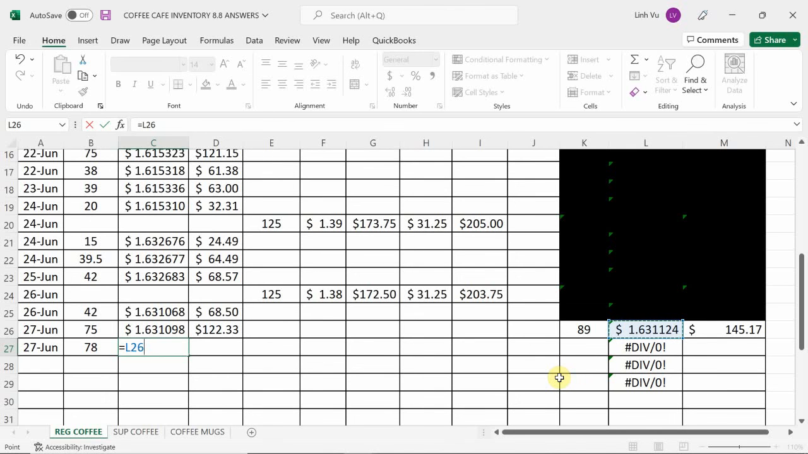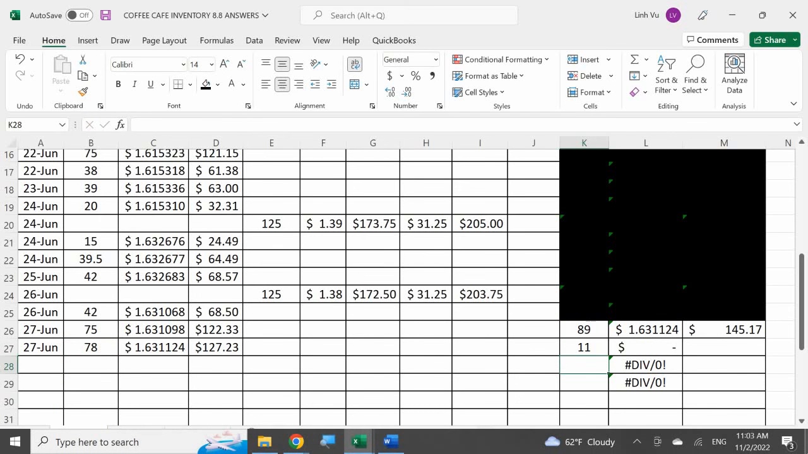So, total cost of goods sold for selling 78 pounds of the regular coffee gives you 127.23. Good, correct. Okay, so let's go ahead and update my inventory. Whoa! I went from 89 minus 78. We only have 11 pounds left.